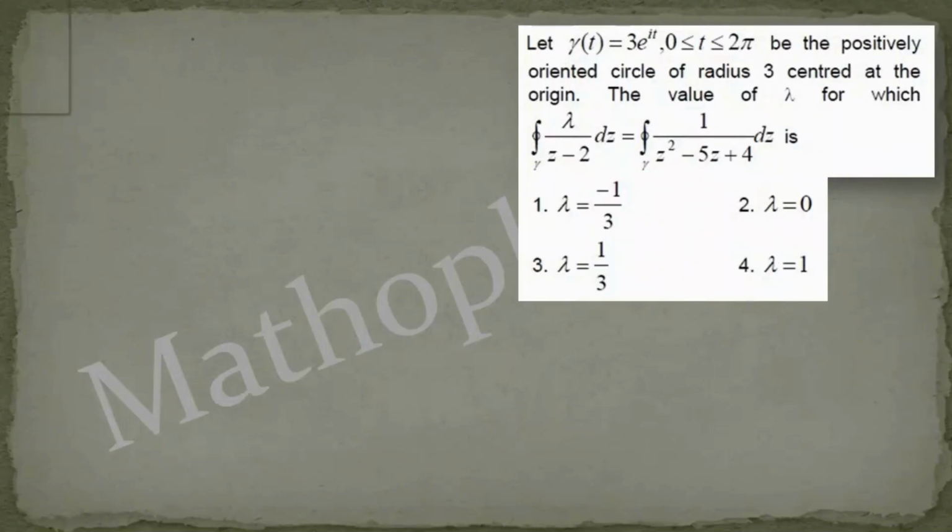Let gamma of t equal to 3 e power it, where t lies between 0 and 2 pi, be a positively oriented circle of radius 3 centered at origin. The value of lambda for which the closed integral over gamma of lambda by z minus 2 dz is equal to the closed integral over gamma of 1 by z square minus 5z plus 4 dz.